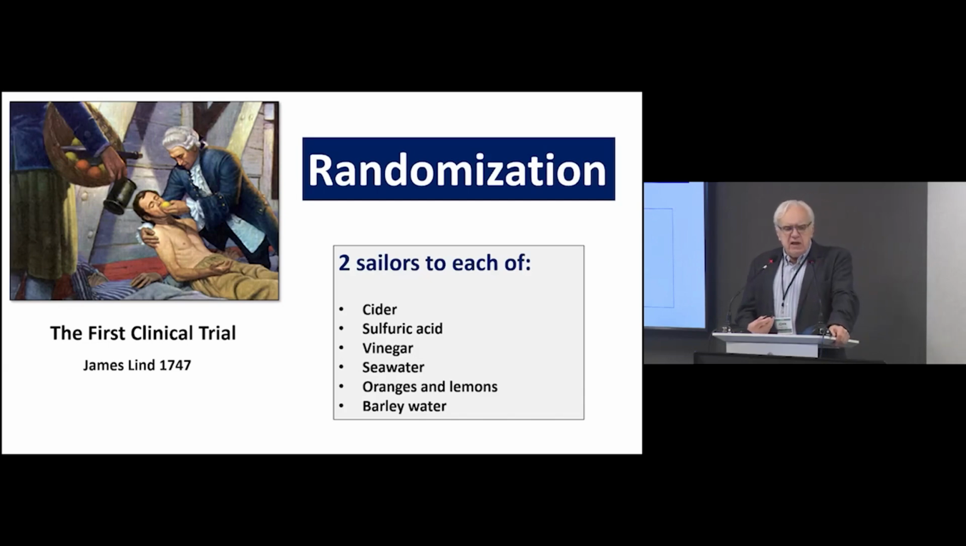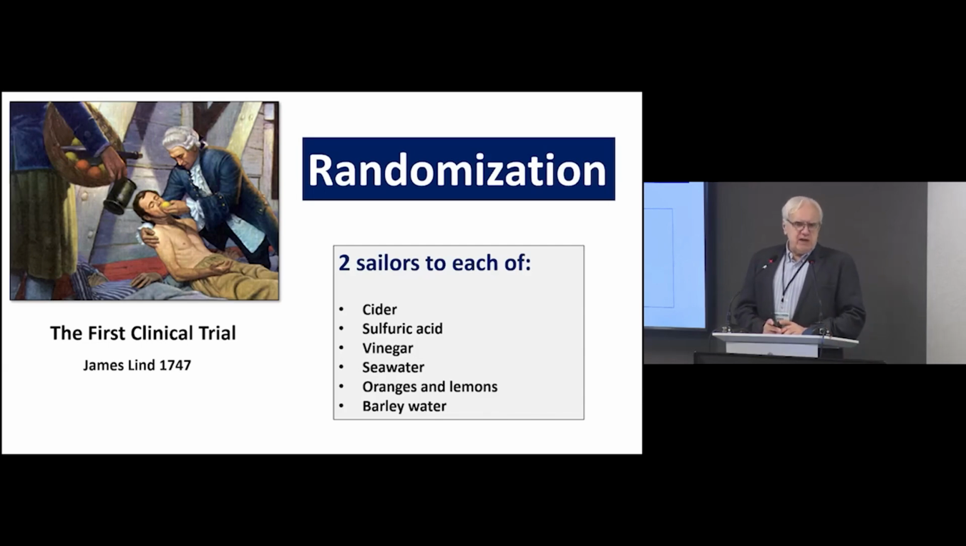And so Lind came up with the suggestion of taking 12 sailors who were on this ship and randomly assigning them to a number of different potentially therapeutic interventions. Some of these are pretty awful. 2 people got sulfuric acid, 2 people got vinegar, 2 people got seawater, 2 people got barley water, 2 people got cider, and 2 people got oranges and lemons.